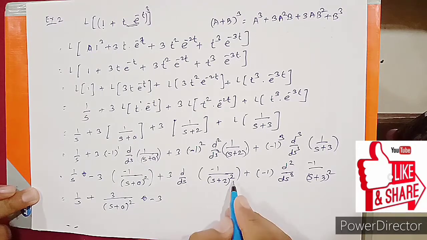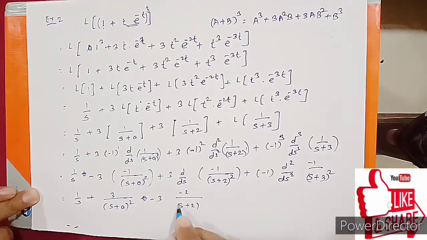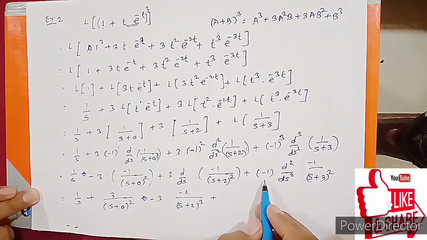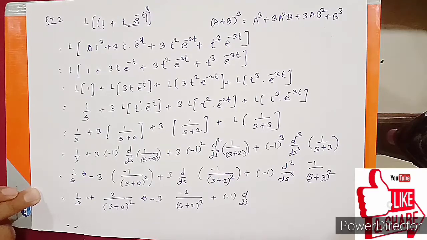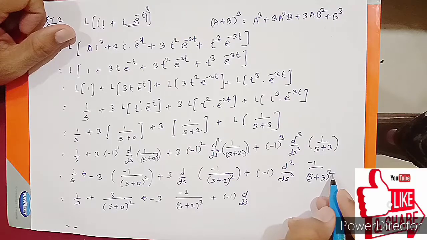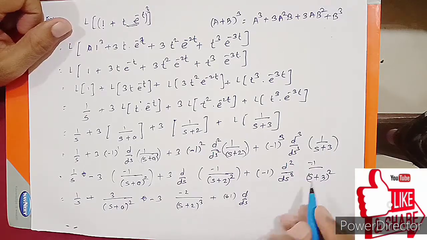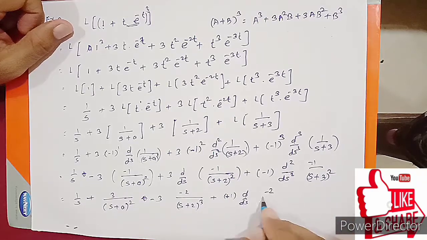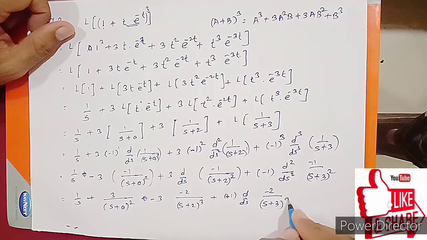So what is the derivative of this term? 2 is here now, so it is minus 2 divided by (s plus 2) whole cube. Okay, plus again here two derivatives are pending, so applying one derivative, minus 1 is as it is, one derivative we put as it is, so the remaining one derivative we apply here, so power is 2, right? So what we do here, minus and minus we can take as plus here, right? So it is minus 2 divided by (s plus 3) whole cube, 2 plus 1 is 3.